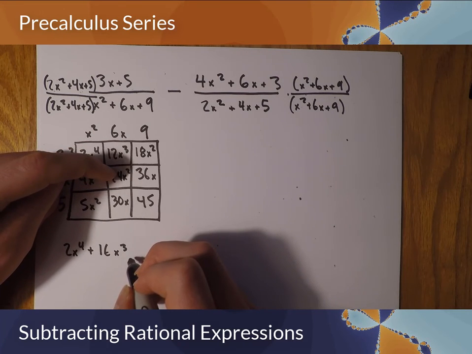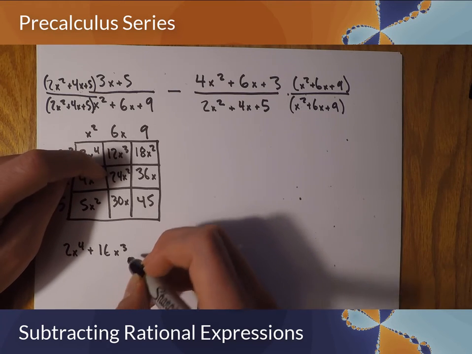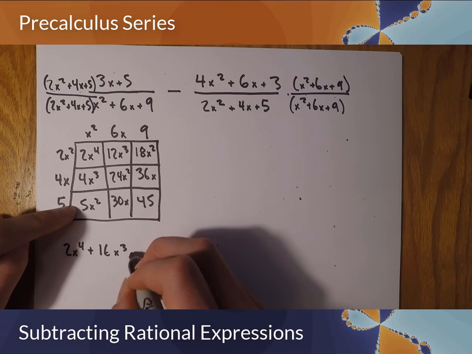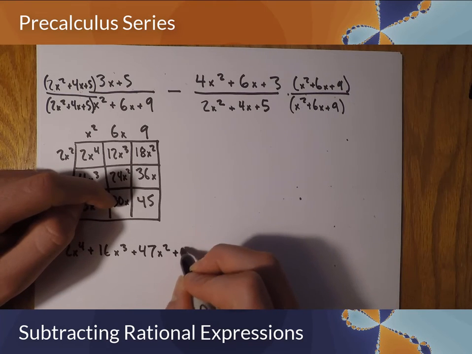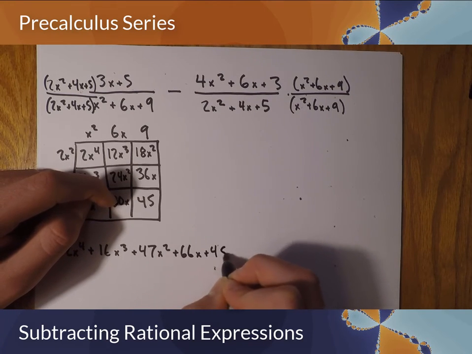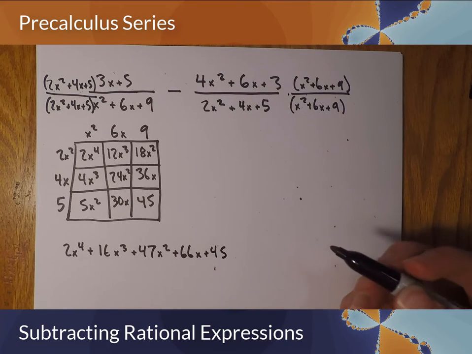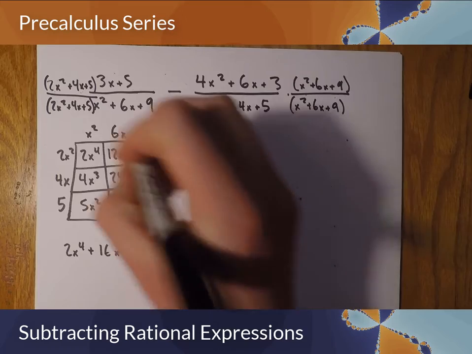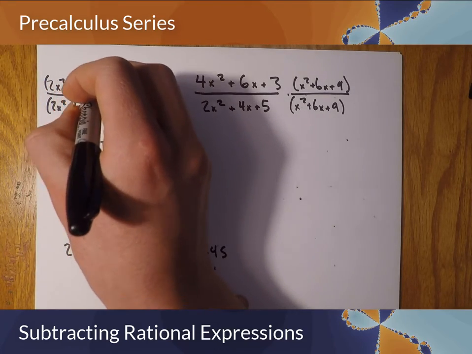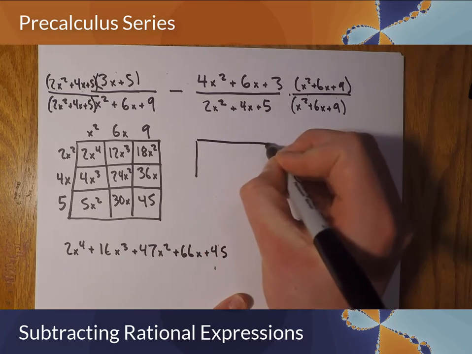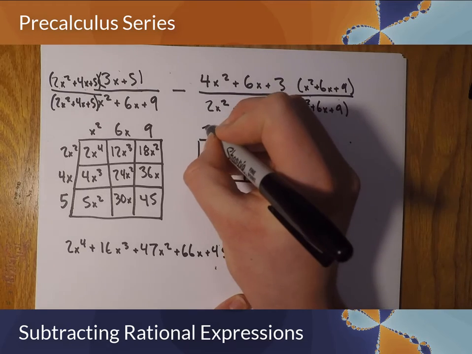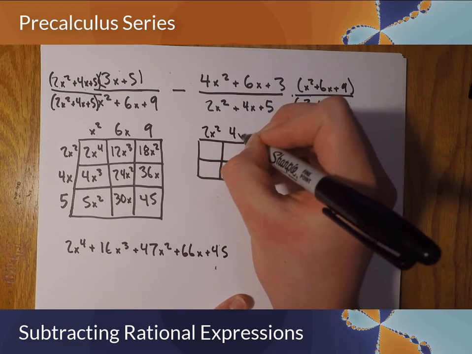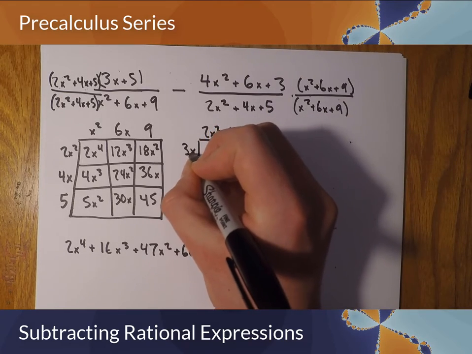Okay, so that would be 6 times 7, so that would be 42, plus 5, so that's 47, plus 66x plus 45. So what about the numerator? Well, we got to do the same thing. To multiply 2x squared plus 4x plus 5 by 3x plus 5, we make another grid: 2x squared plus 4x plus 5 times 3x plus 5.